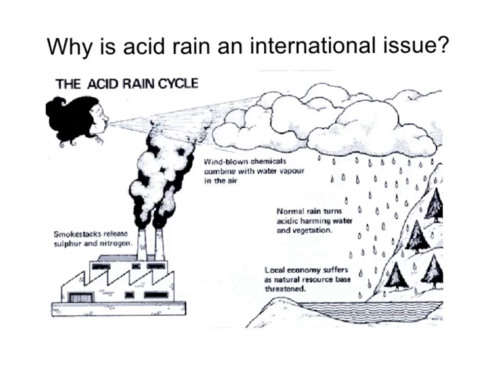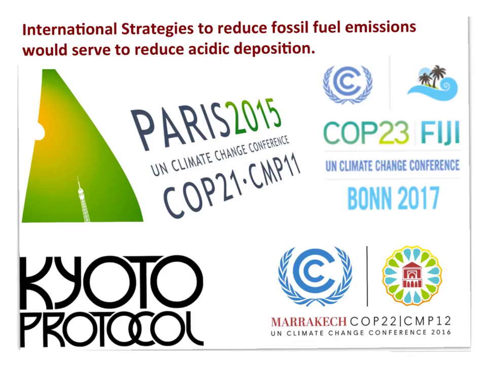Remember that acid deposition is an international issue simply because of the water cycle. Pollutants rain out of the atmosphere downwind of a source of primary pollutants. Thus, international agreements to reduce fossil fuel use would serve to reduce acidic deposition. This includes the Paris Accords and the Kyoto Protocol, among others. International agreements require compromise and take years to implement. You will hear more about international agreements when we study climate change.